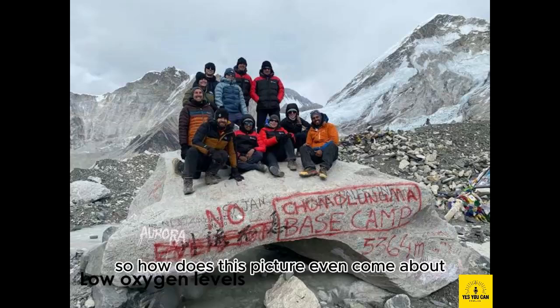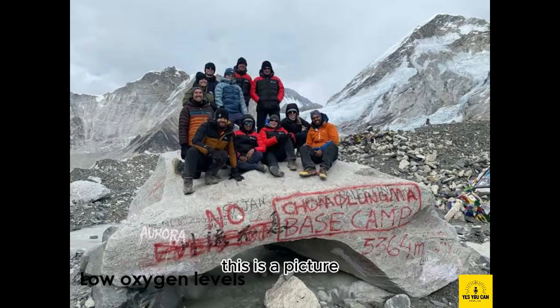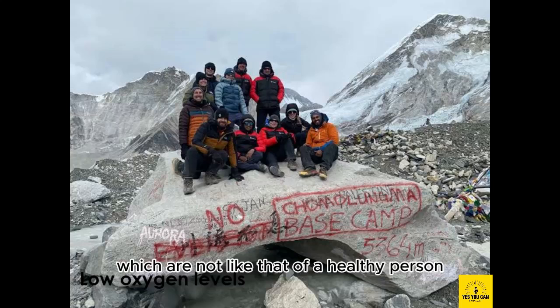So, how does this picture even come about? Talking about what triggers sickle cell anemia. This is a picture representing people on a hike, and when you go hiking at high altitude, the air contains less oxygen. So what happens? Your sickle cells, which are not like those of a healthy person, which are circular in shape, are kind of C in shape. These sickle cells are low in oxygen.